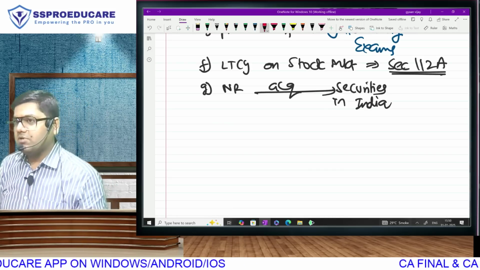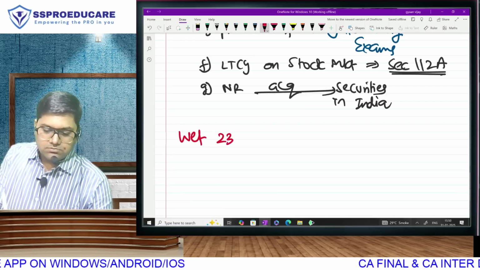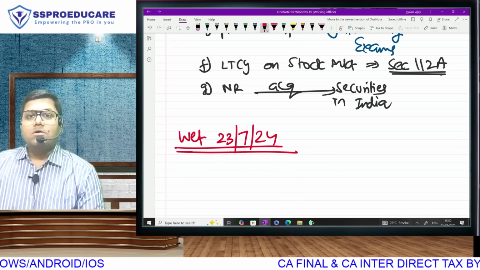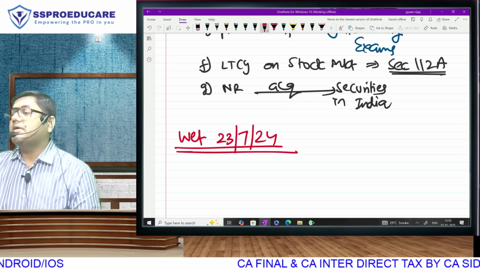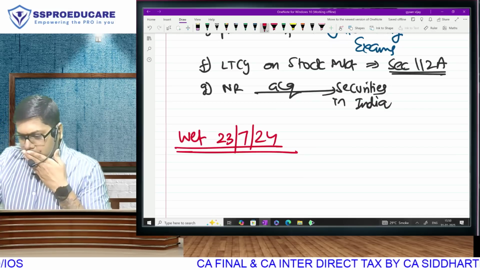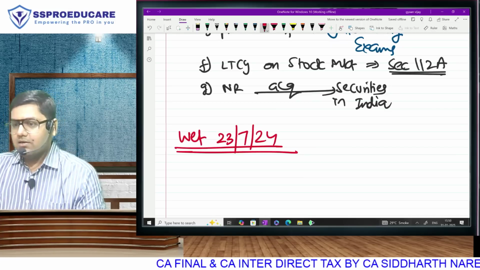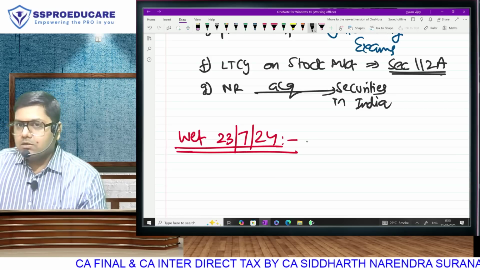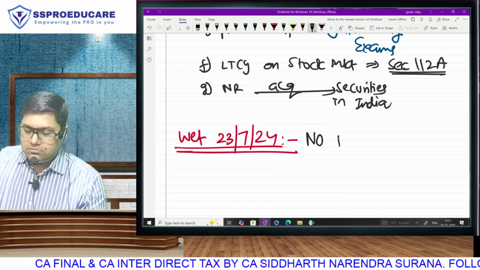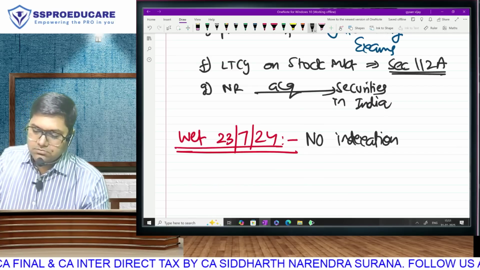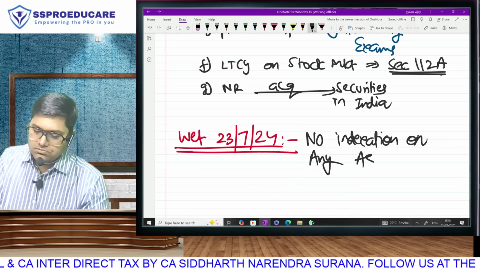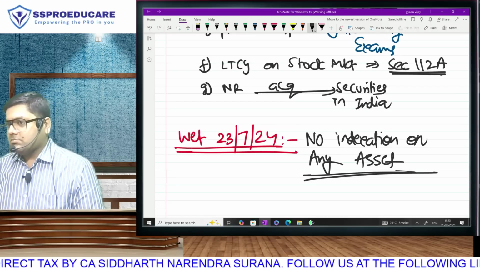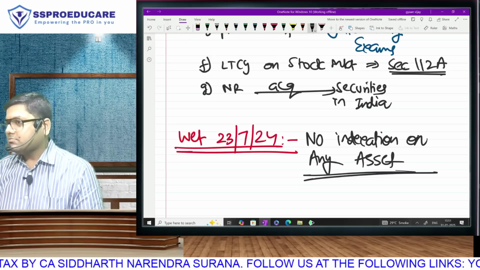And the last point in question number 2. With effect from 27 July 24 means what? Amendment: if the transfer of the asset has taken place on or after 23rd of July; if the transfer has taken place till 22 July, old law, and from 23rd July, new law. Which typically means in CA Final, your question 3 will be question 2. Because now if indexation is not available only, the topic is over, no?